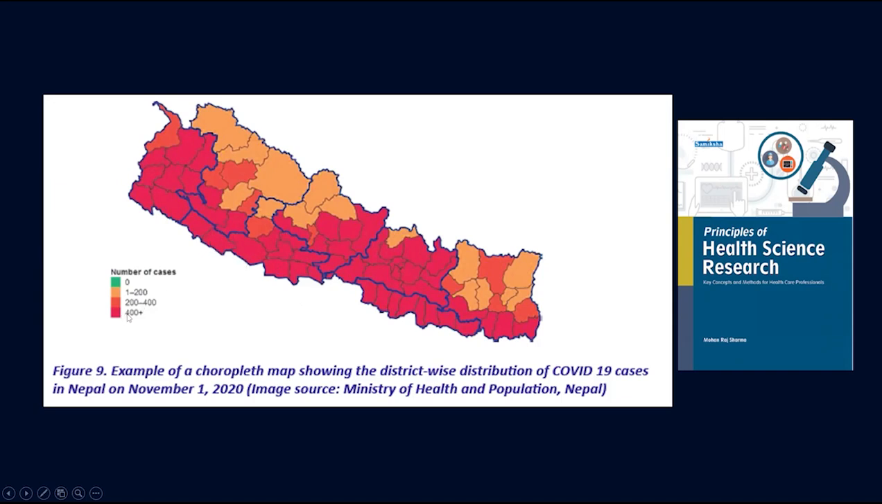So if you have 400 plus cases of COVID, it is represented in red. If you have 200 to 400, it is in a lighter red. If you have 1 to 200 cases, then it is expressed in yellow. If you have zero cases in that district, the color used will be green. On this particular day, every district in Nepal had COVID-19 cases because there is no green area in the whole map of Nepal.